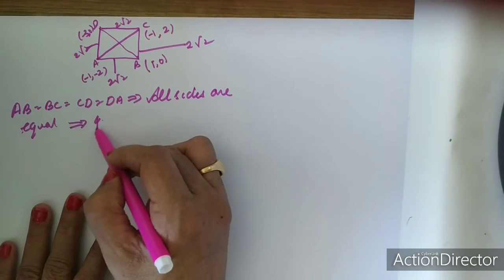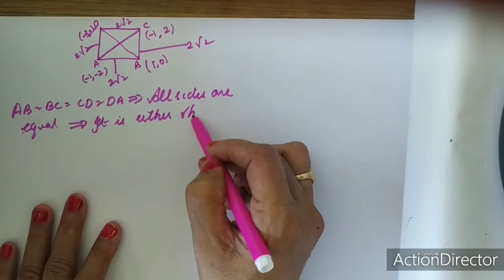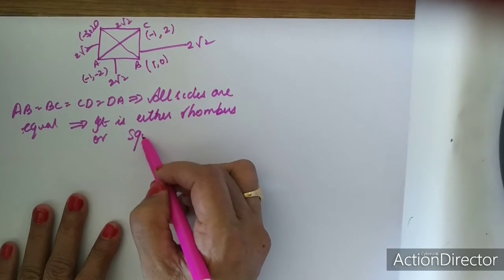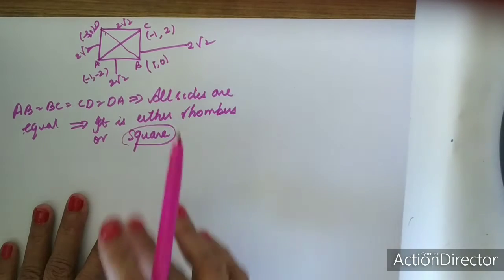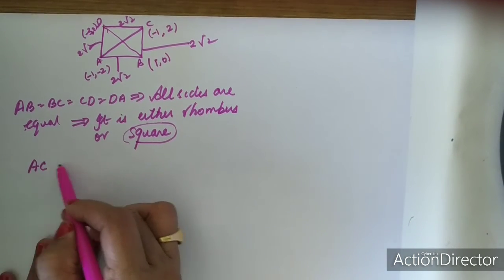This implies it is either a rhombus or a square. So to prove it is a square, we have to check the diagonals. So let us check the diagonals now. AC. So what is AC now?